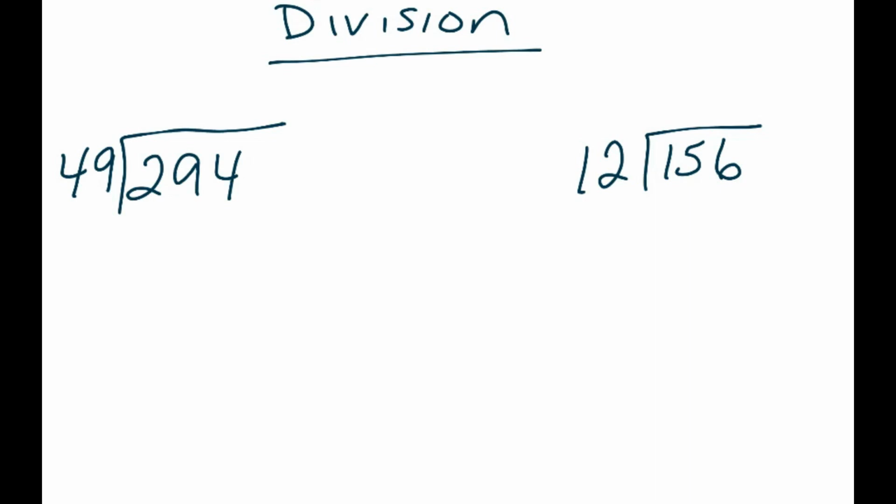When dividing into a large number, I like to use the multiplication method. The multiplication method will help me figure out how many times 49 can go into 294. Using that method, I know that 49 times 6 is 294, which means 49 can go into 294 6 times.